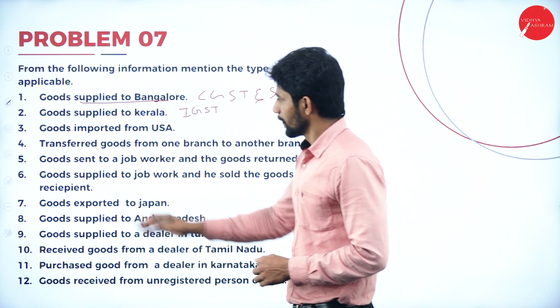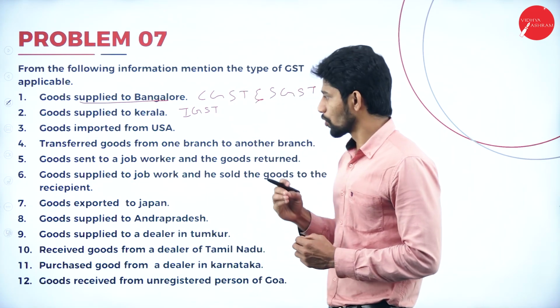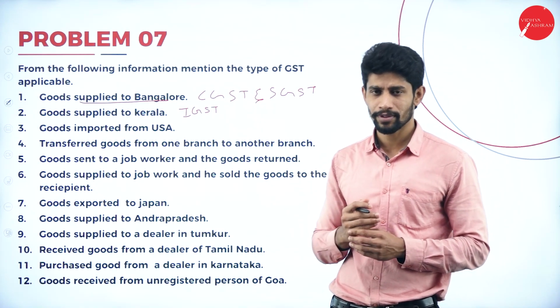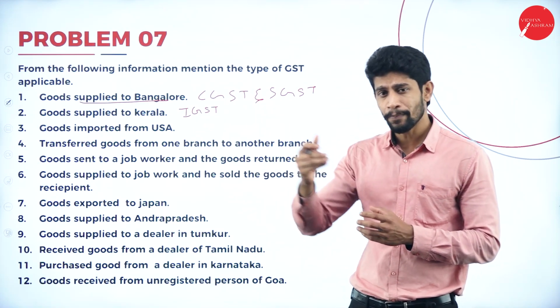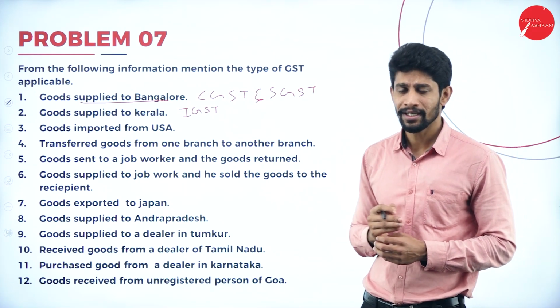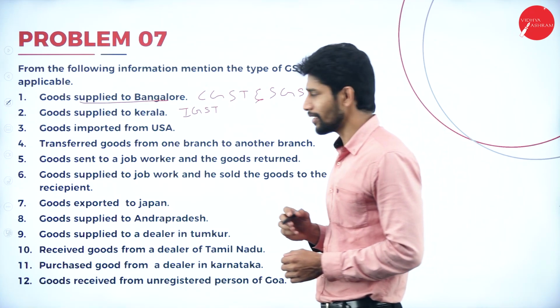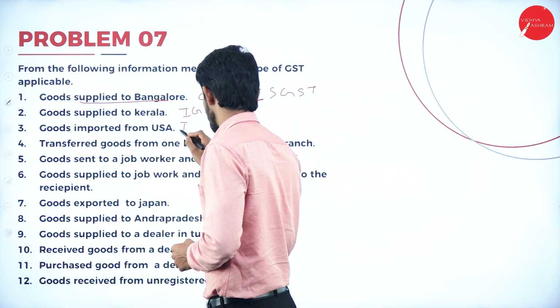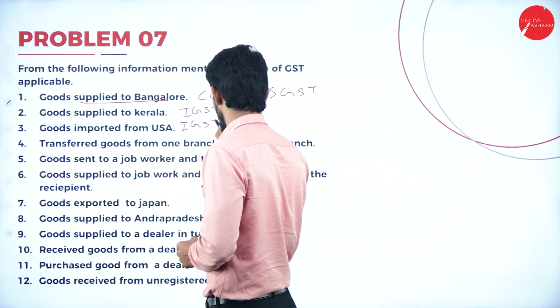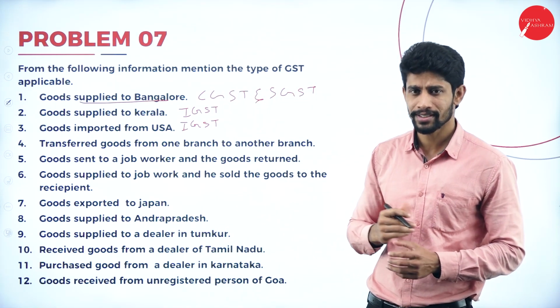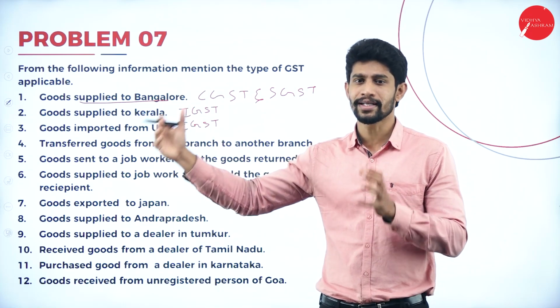Next one, third transaction, goods imported from USA. If you are importing the goods from any other country, GST is applicable on that. So what GST is applicable? It is IGST, since it is a transaction between two countries.